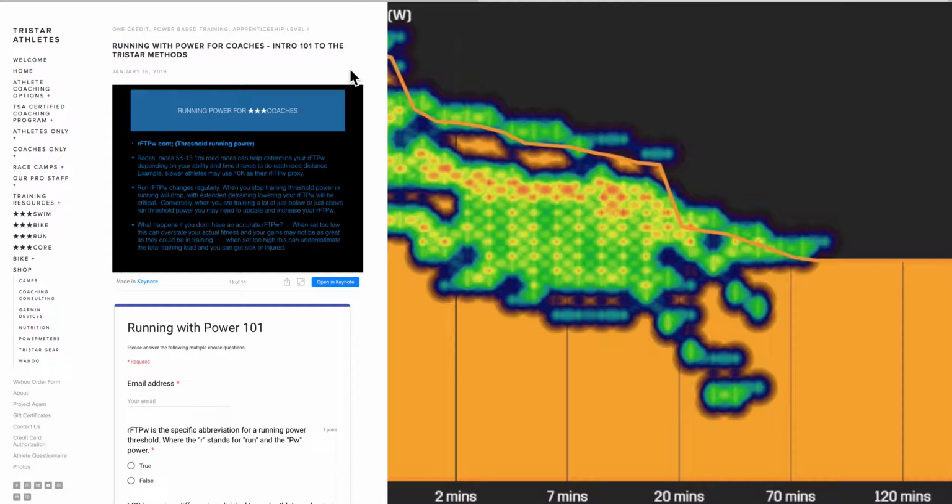The RFTPW does change regularly, as I said. So when you stop training, your power will drop, and with extended detraining, it will lower your FTP critically. So similarly, as you're training harder, you need to make sure you raise that FTP too. I think it changes a bit less than what we see in biking.